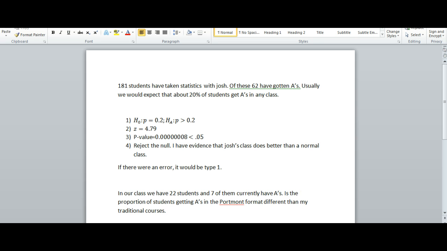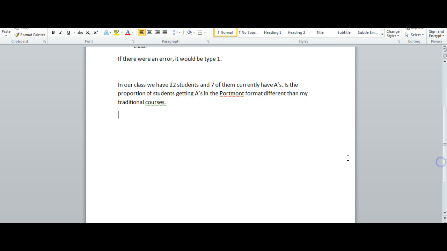Because I have a sample from my traditional courses, the 62 out of 181, and I have this new sample from Portmont. Now, our sample from Portmont is actually a little bit low to be able to use this theory. I need some more data. I have to have 10 successes and 10 failures, but we'll pretend that it works just so I can get the idea of the hypothesis test running. So let me scroll this down so we can actually see.